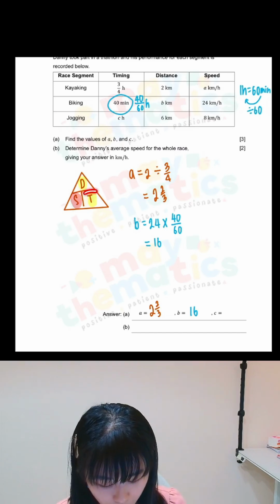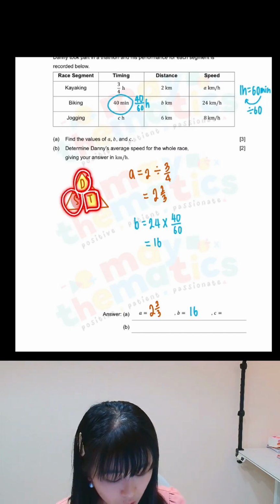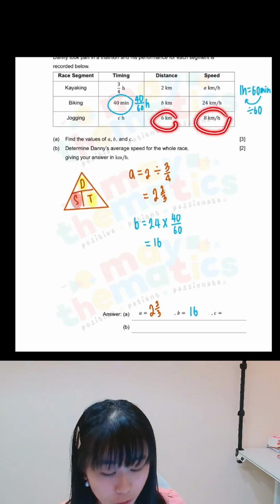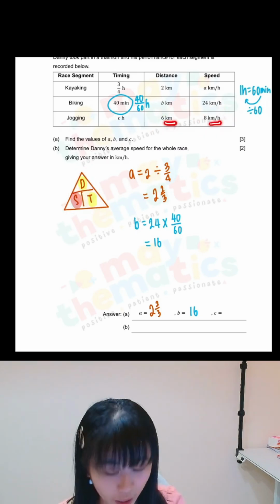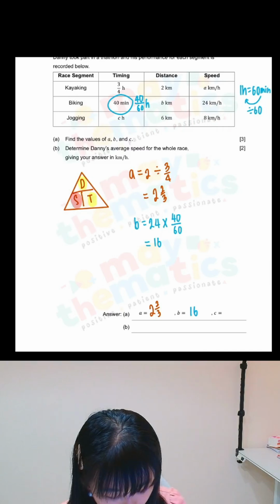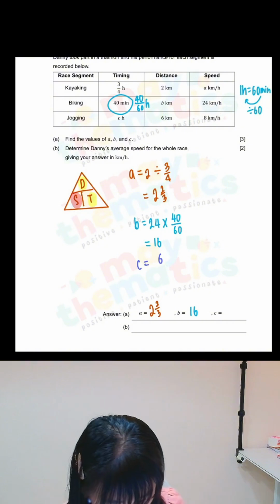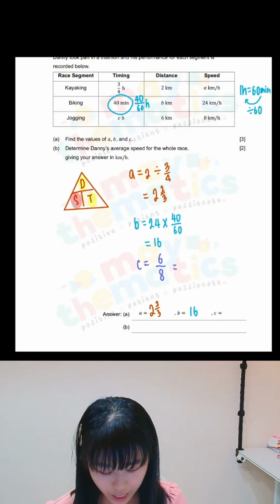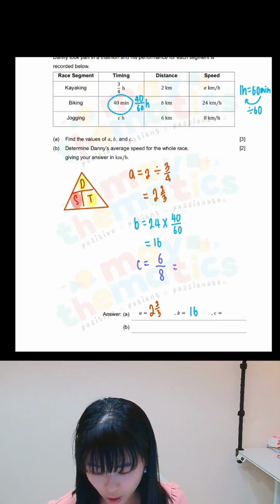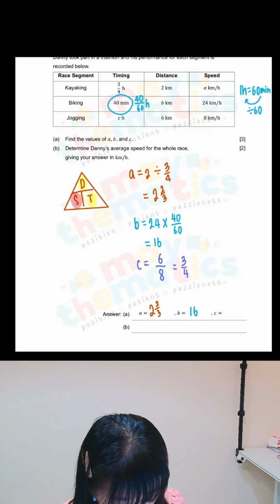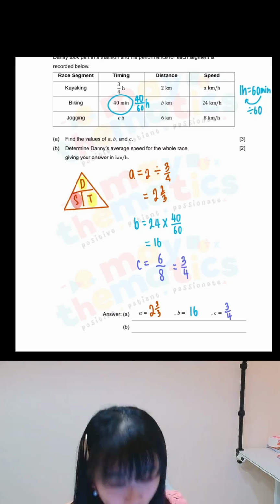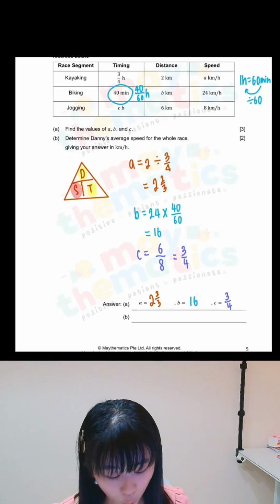To find the time, we need to take distance divided by speed. Check the unit first. Here is km, here also km. Very good. Then we can just straight away do that. We take 6 as the distance divided by the speed, which is 8. Then you just change it to simplest form. You will get 3 over 4. So this is the value, 3 over 4. I think this one is quite okay.